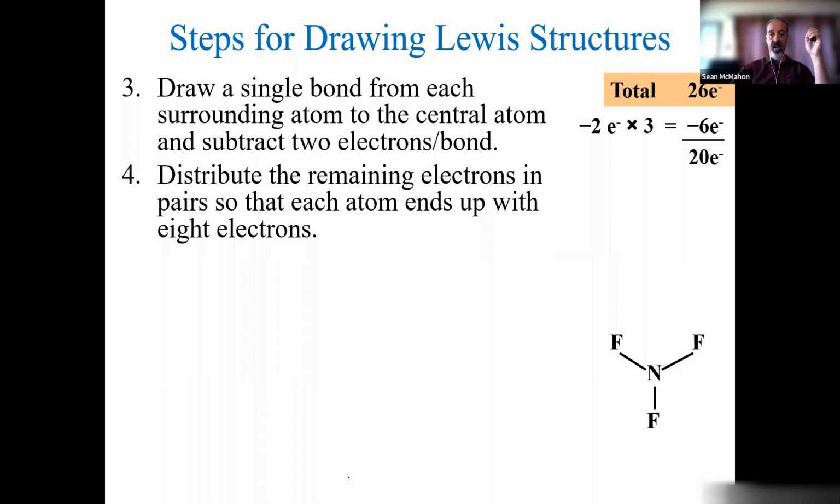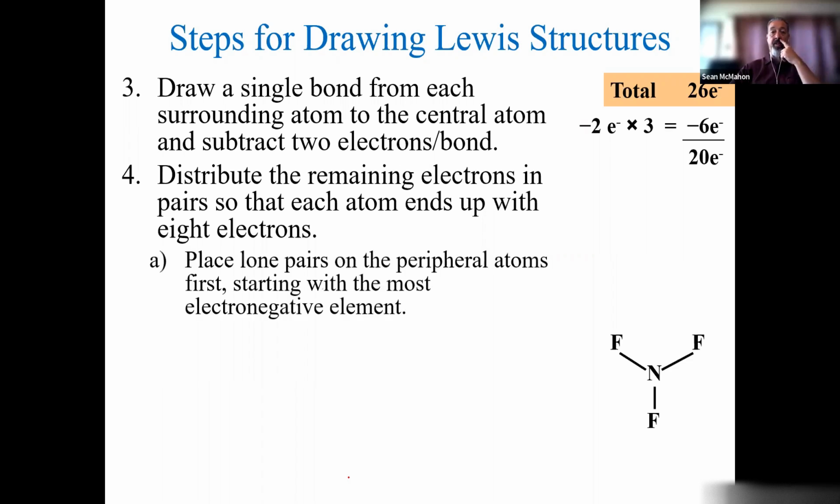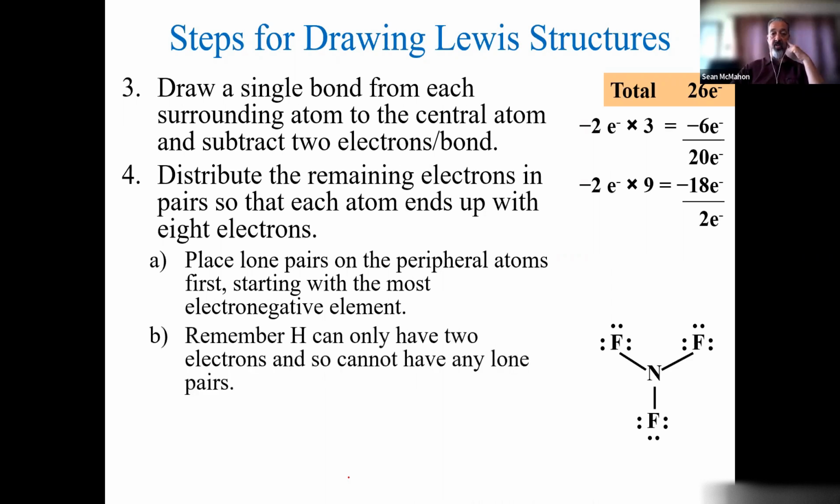So to get the octet for the fluorine, I'm going to place lone pairs around the outer atoms until they satisfy their octets. So 2, 4, 6, 8, 10, 12, 14, 16, 18. I've used 18 electrons to satisfy the octets for the outer atoms, in this case fluorine. So I need to subtract those 18. What that does is it leaves 2 electrons remaining. So what do I do with these 2 remaining electrons?